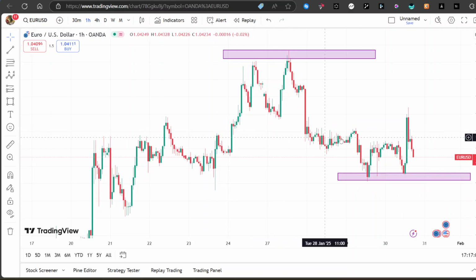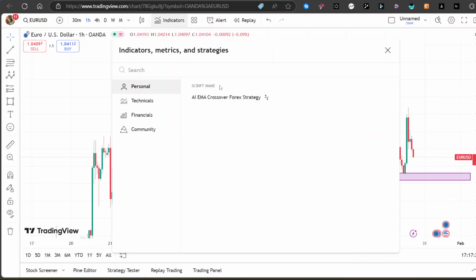If you don't have an account already, go ahead and sign up for free on TradingView. Once you're logged in, open the chart of your preferred currency pair, stock, or asset. Then on the left hand side of the screen, you'll see the indicators button. You click on that and you type in support resistance.